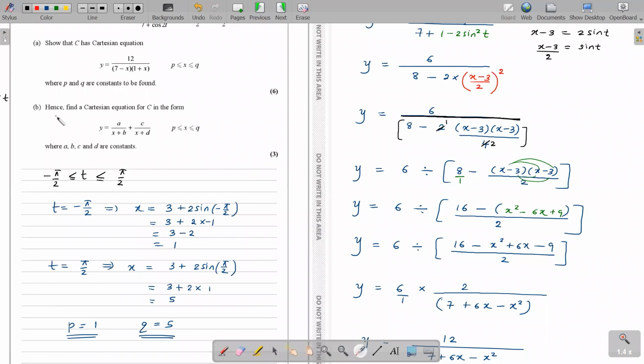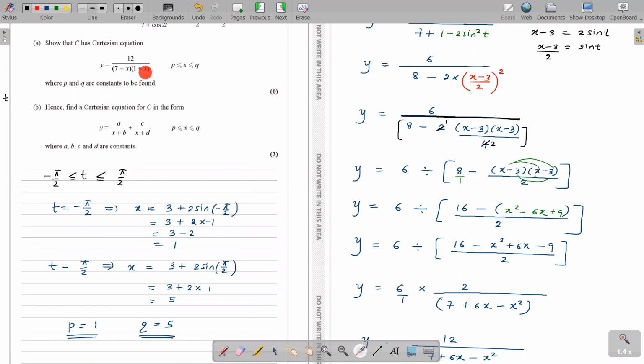Okay, then part B, hence find a Cartesian equation for C in the form y equals a over x plus b plus c over x plus d. So basically we already have the Cartesian equation, the same equation they want you to find in this manner. Looking from here to here, I think you need to realize what has happened. It's quite simple what has happened over here, right?